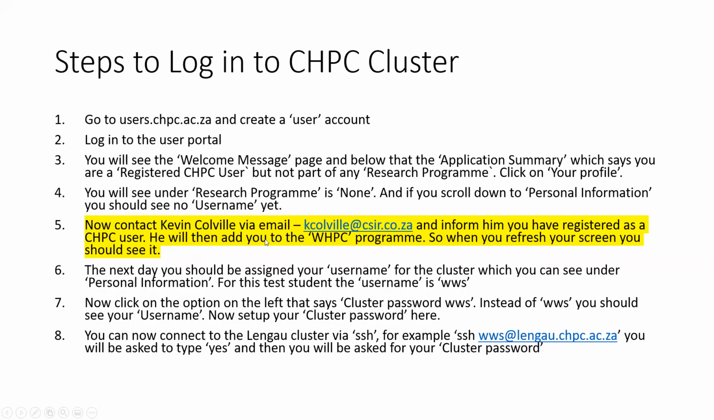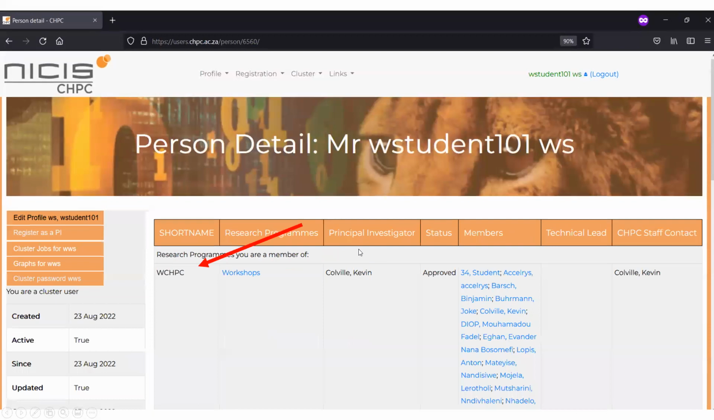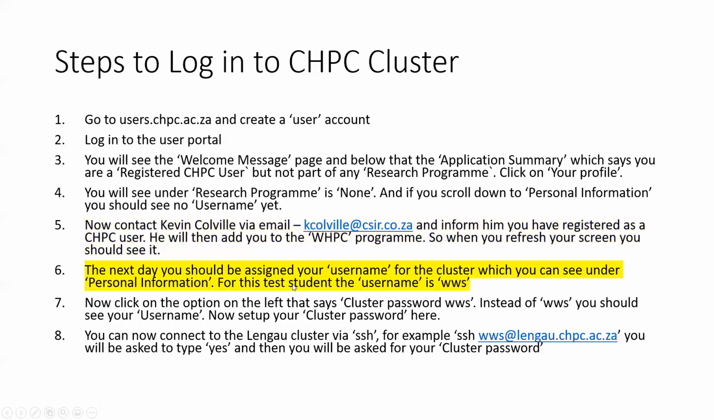Now contact Kevin Koval by email. Here's the email address. Inform him you have registered as a CHPC user. He will then add you to the WHPC program. So when you refresh your screen, you should see it. This is what you should see when you've been added to the program.